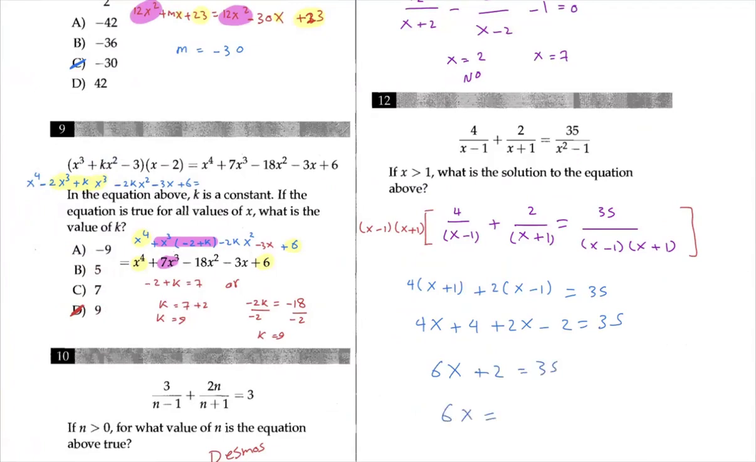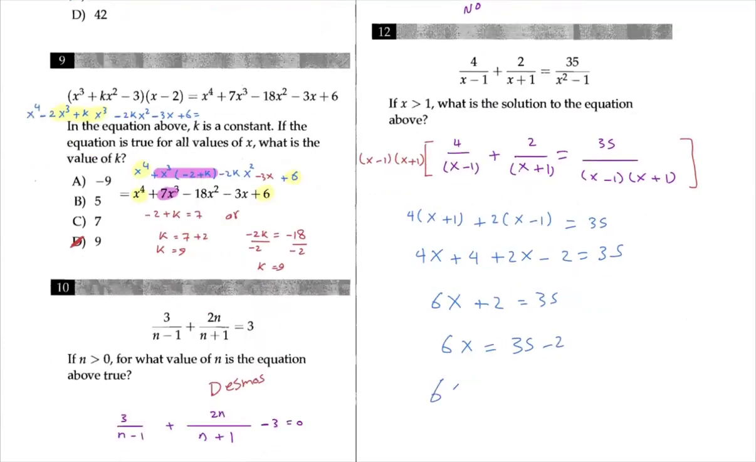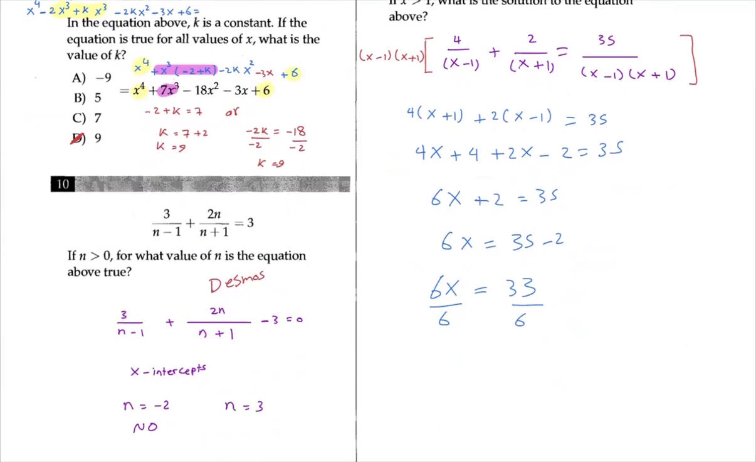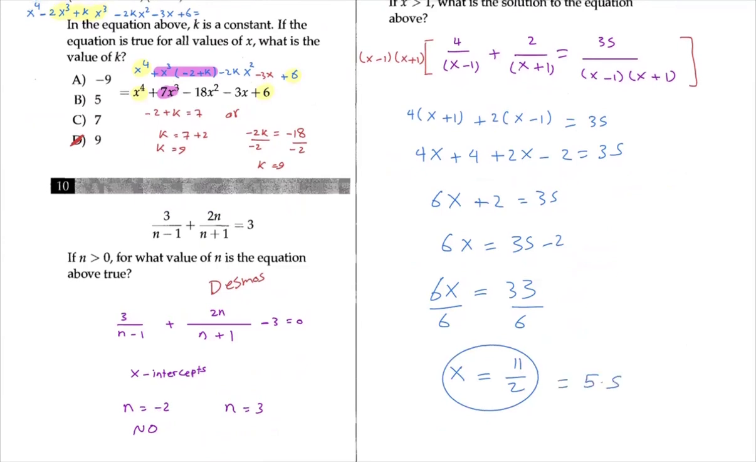6x equals 35 minus 2, so 6x equals 33. Divide both sides by 6. So the value of x is how much? Divide both 33 and 6 by 3, it will be 11 over 2. So the value of x here is 11 over 2, or 5.5.